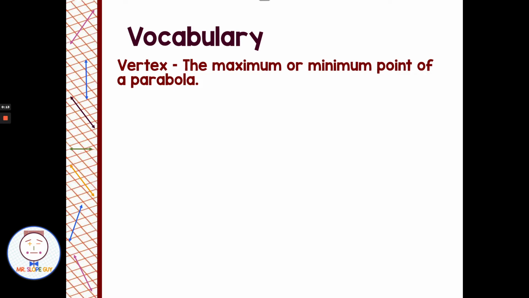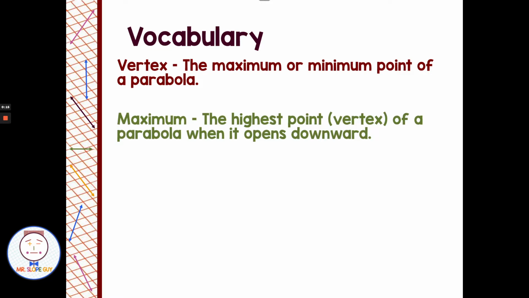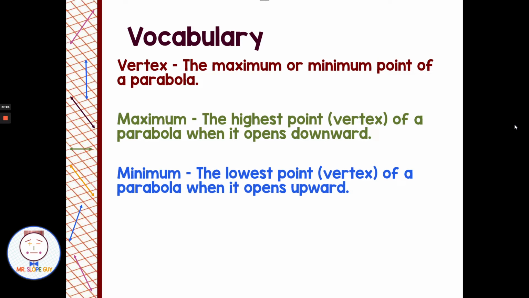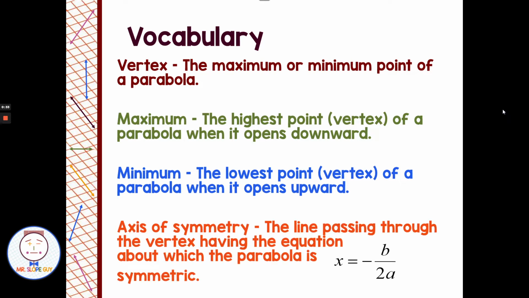The vertex is the maximum or minimum point of a parabola. We'll have a maximum point, the highest point of a parabola, when it opens downward, and that will be at the vertex. And we'll have a minimum point, the lowest point of a parabola, when it opens upward, and that will be at the vertex. Our most important thing of the day is the axis of symmetry, a line that passes through the vertex, having the equation about which the parabola is symmetric. And our formula to find the axis of symmetry is x equals negative b over 2a.